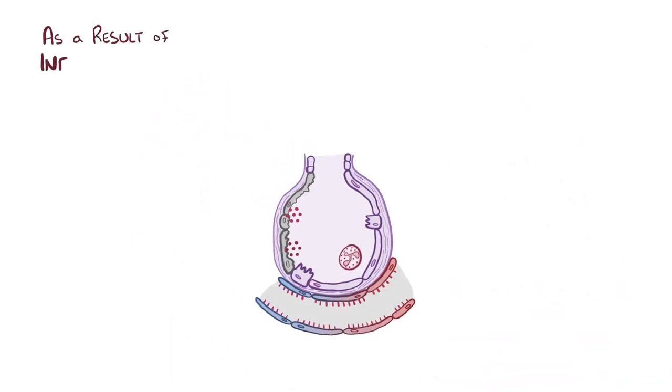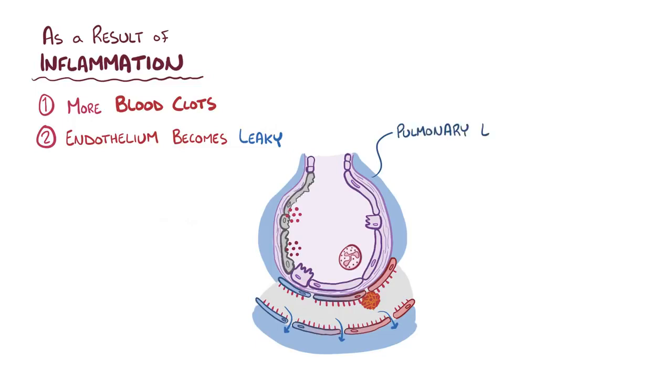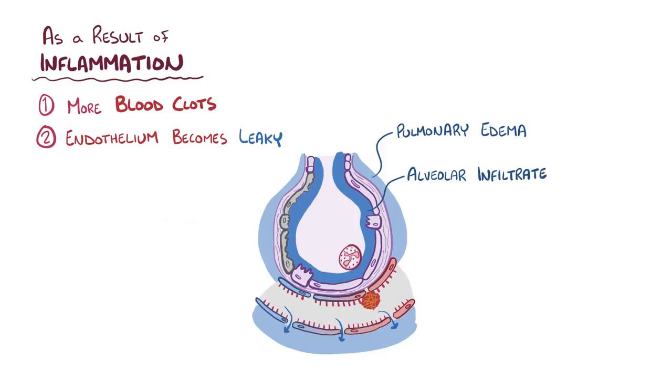As a result of this inflammation, a few important things happen. First, some inflammatory molecules are procoagulant, meaning they make the blood more likely to clot. Second, the endothelium becomes leaky, allowing the fluid to seep into the interstitium, causing pulmonary edema, and the fluid seeps into the alveoli, causing an infiltrate to show up on a chest X-ray.